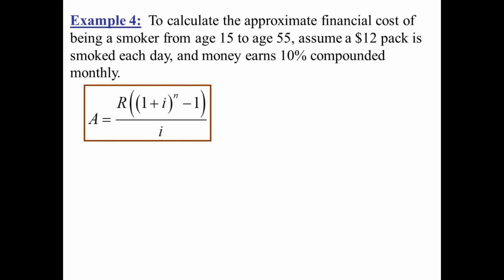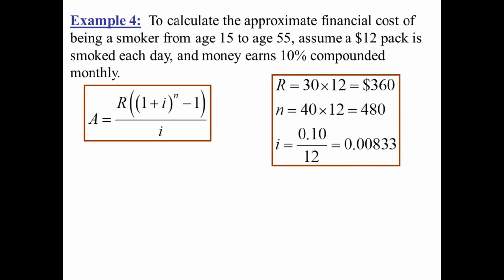Let's find out. Well, we'll need the amount of an annuity formula. The amount of an annuity, R times 1 plus I to the n minus 1 over I. Now, to plug in, we figure that R, the regular investment, is every month. I said 30 days a month. Sometimes there's 31. But 30 days a month multiplied by 12, because I said $12 a pack. So $12 a day for 30 days. That would be $360 every month.